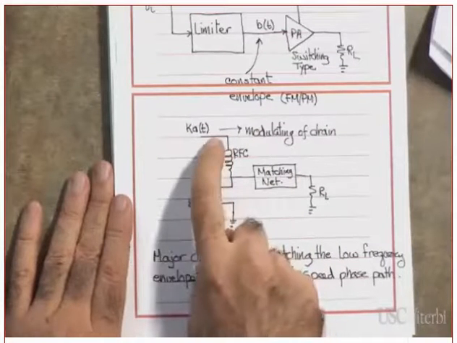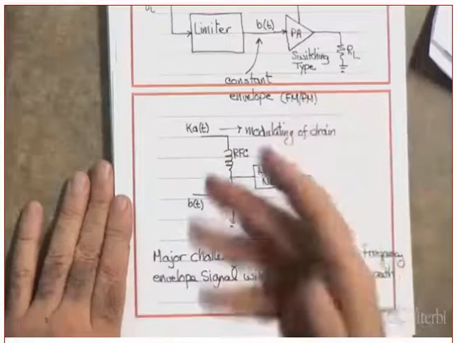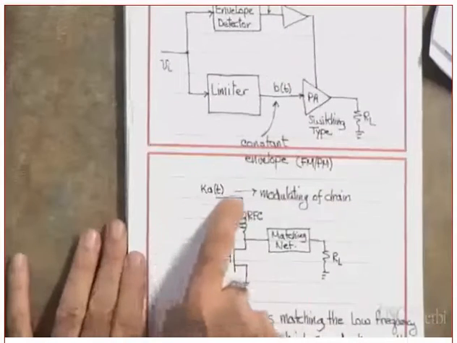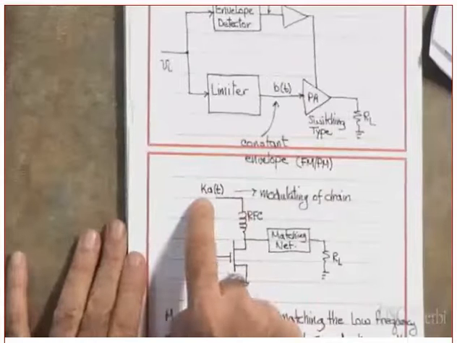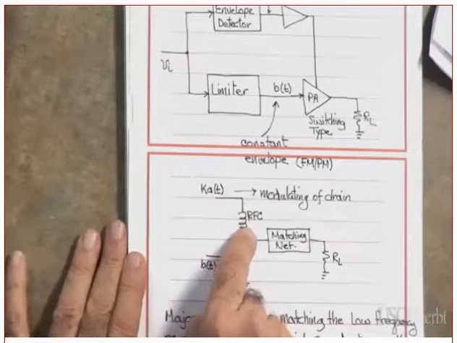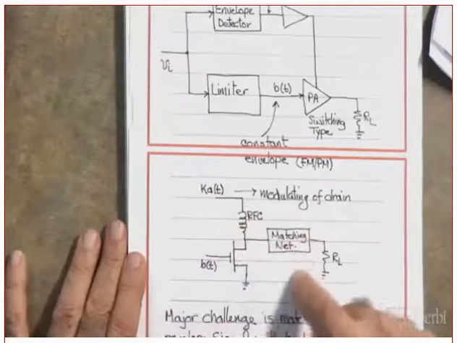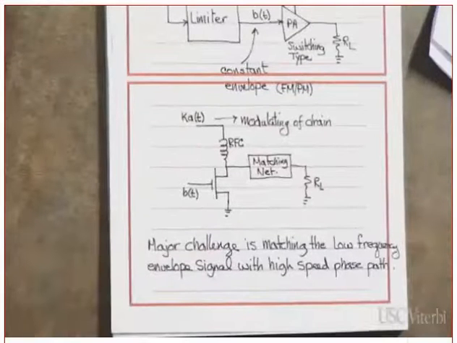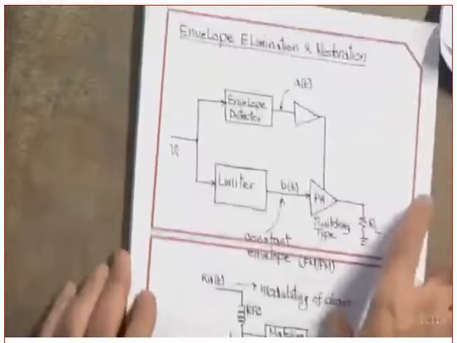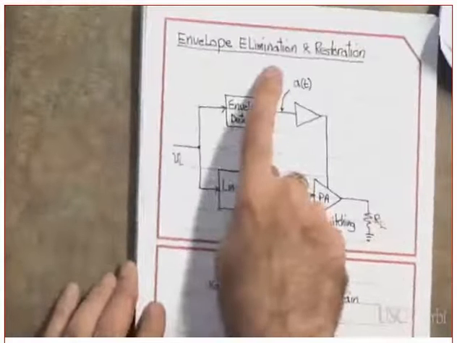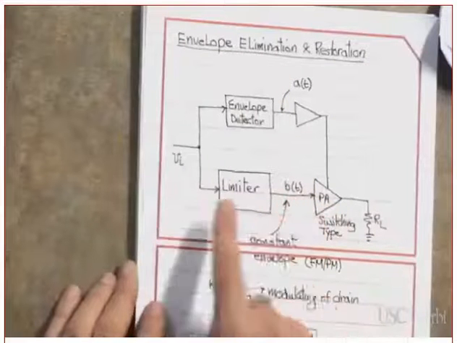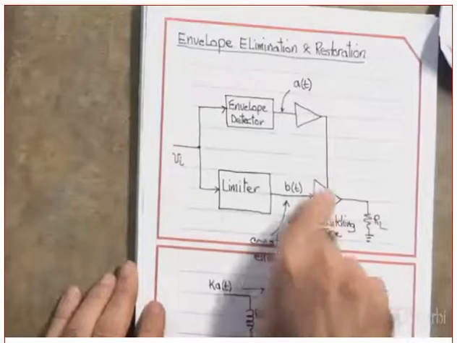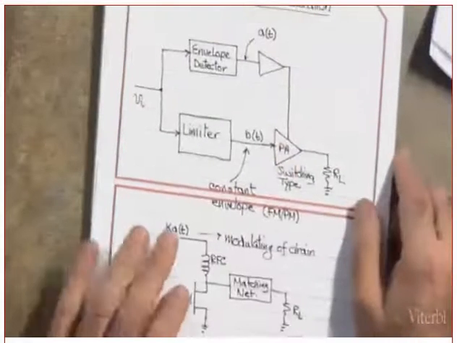This one is replacing who? What is it replacing? VDD. It is replacing VDD. This point here is going to come here, of course amplified with a certain amplification, and you go into the RFC. And then this is the matching network and the RL and so on. Clear? This is what is known as envelope elimination. Elimination is here. And restoration. You are restoring it. Clear?